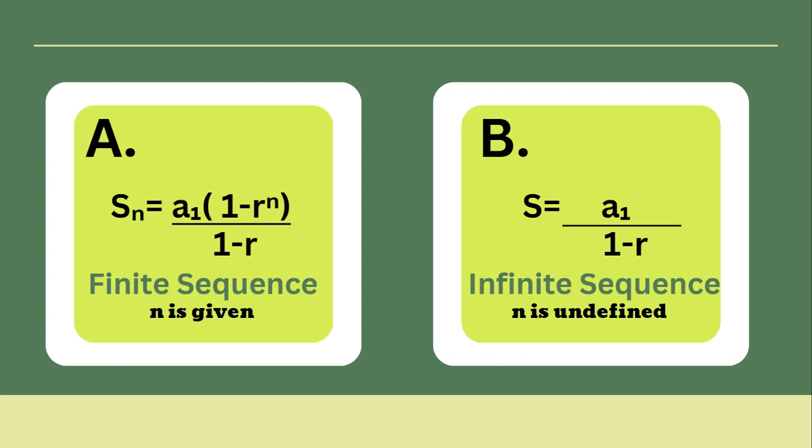A sub 1 is the first term, r is the common ratio of every two successive terms, n is the number of terms, and the big letter S represents the sum of the terms that we are going to solve.